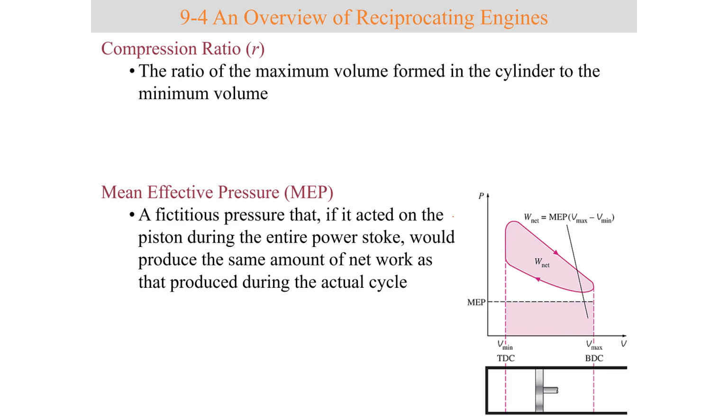Then there's the compression ratio. The compression ratio, R, is the ratio of the maximum volume formed in the cylinder to the minimum volume. So it would be the volume at bottom dead center divided by the volume at top dead center.